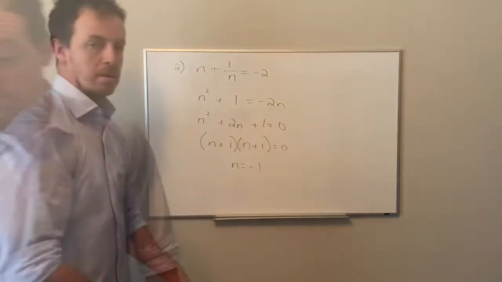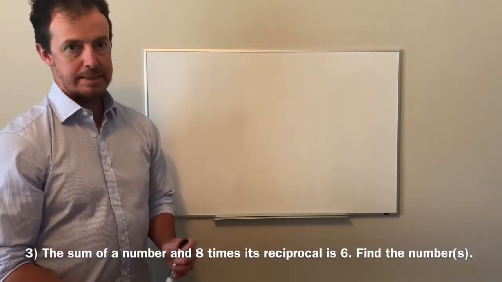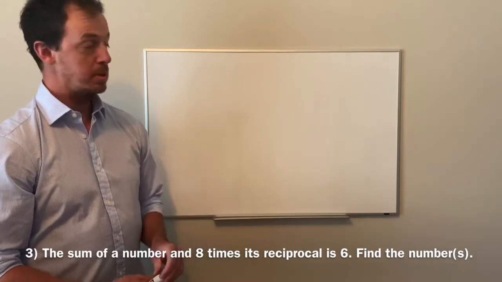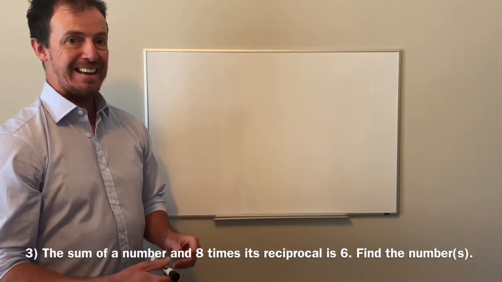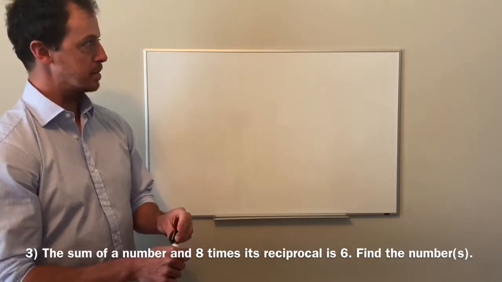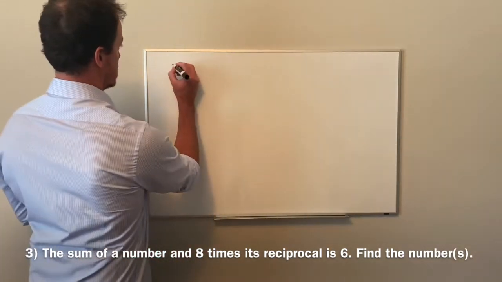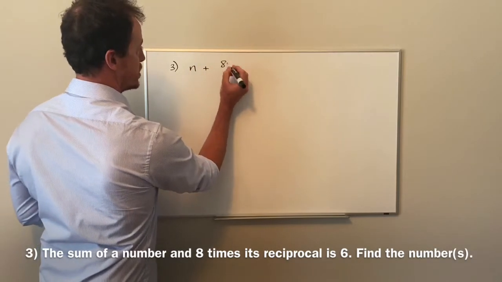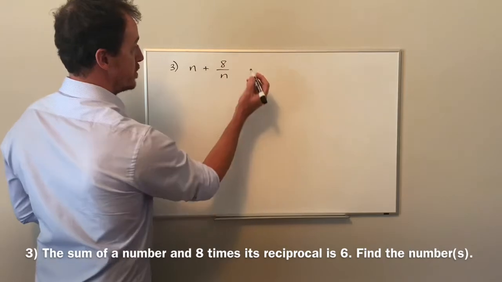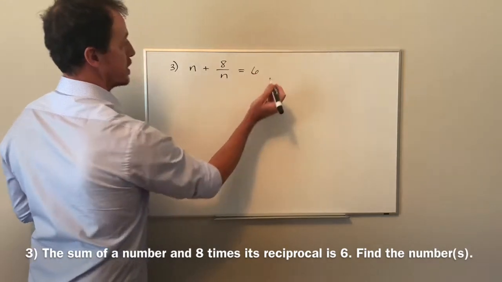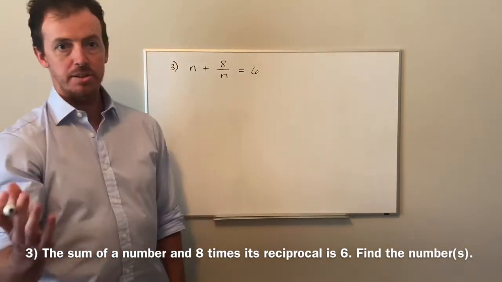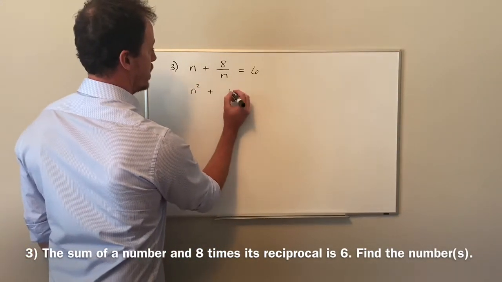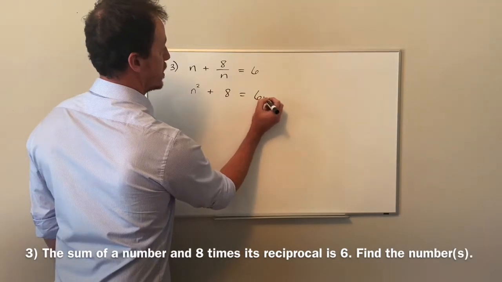And that's it. All right, number 3, same thing. This time it says the sum of a number and 8 times its reciprocal is 6. So, number 3, the sum of a number and 8 times its reciprocal, remember that would just end up being 8 over n, is 6. And then it's just like the first 2. Multiply everything by n, that becomes n squared, that becomes 8, that becomes 6n.